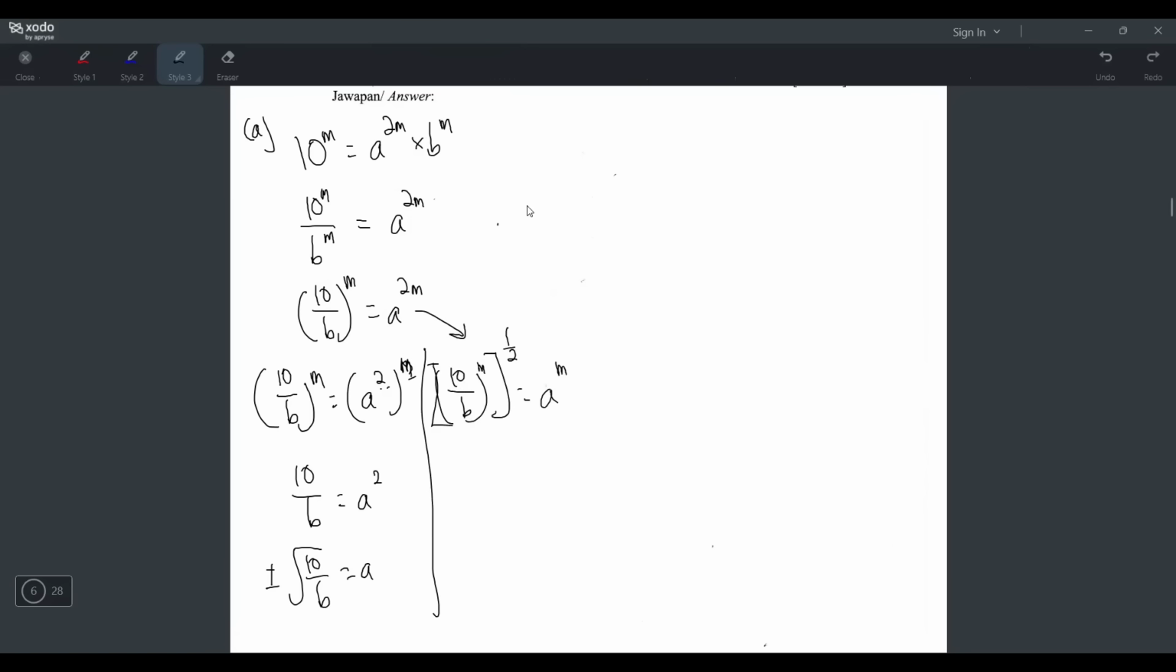Yeah, I don't know if you know this or not, but when you pindah, for example, let's say you have x power 3 equals 27 lah, and you want to pindah the 3, when you pindah, it becomes 1 over 3.